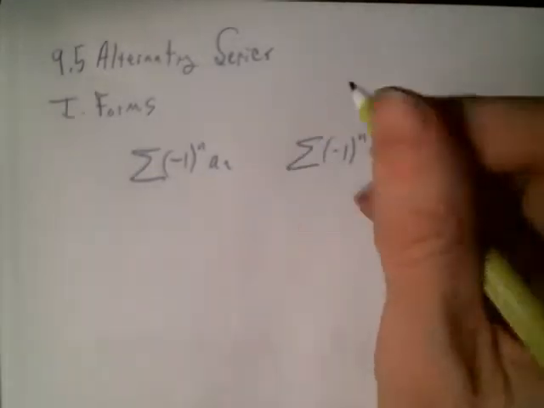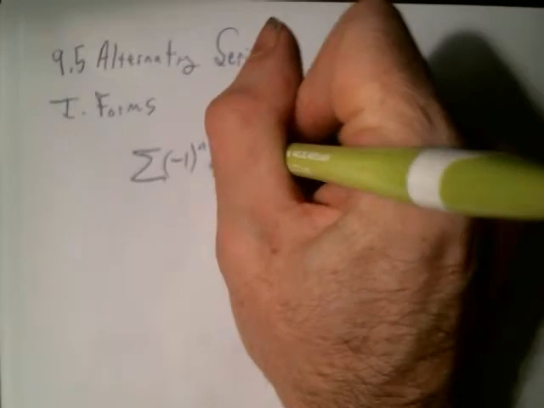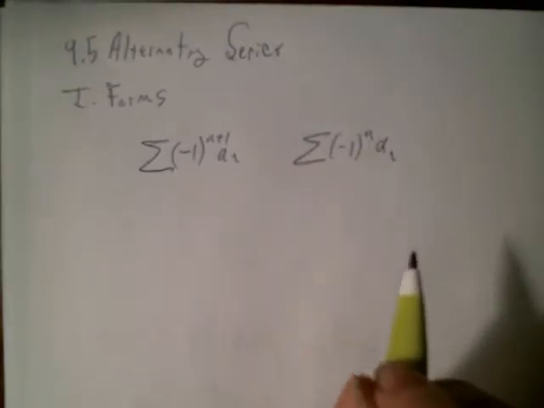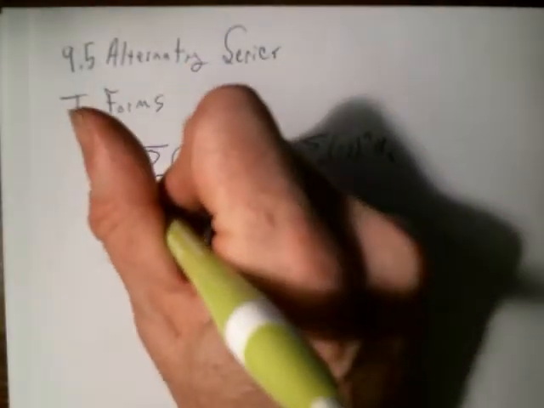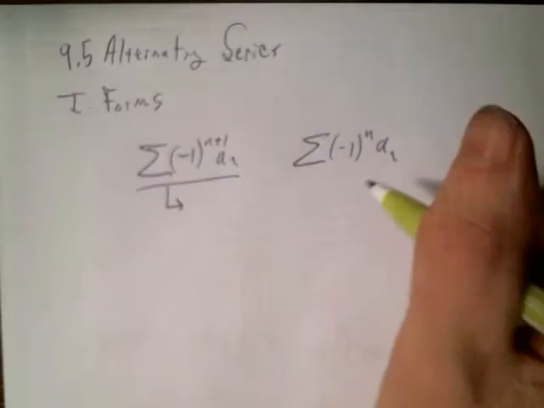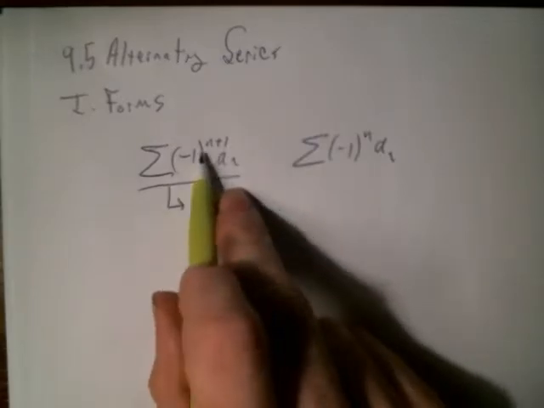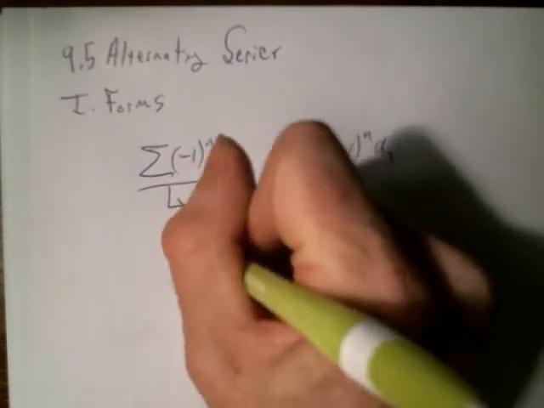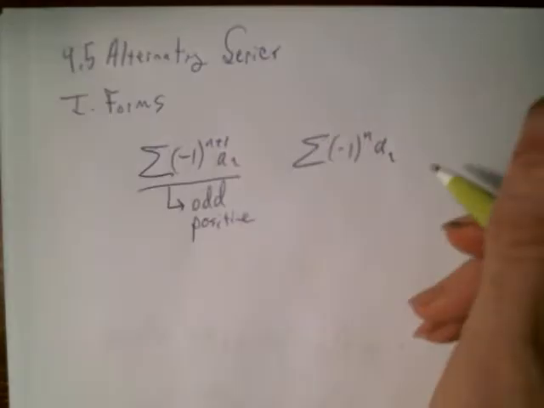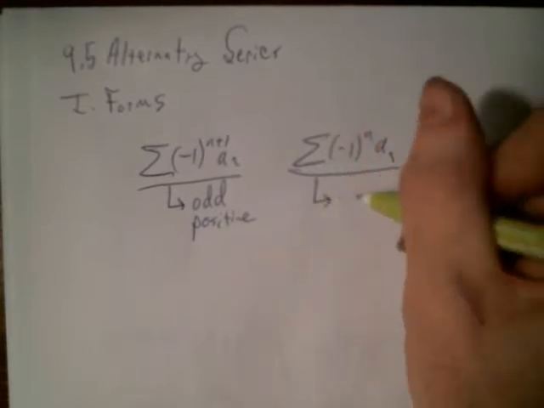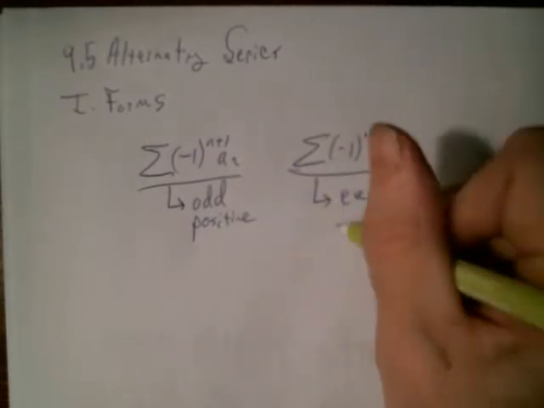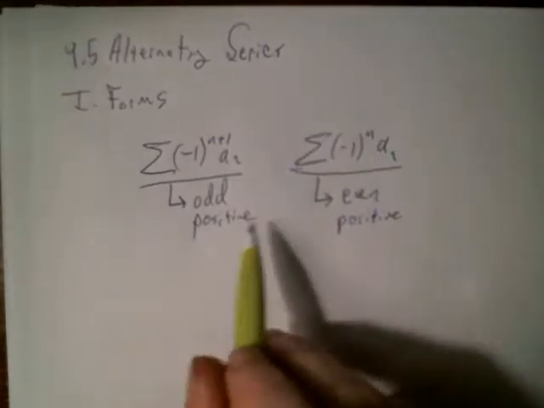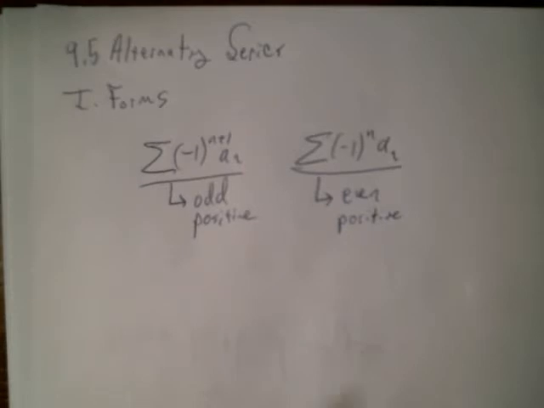Sorry, these are the same thing, but obviously, in one, you'll have an exponent of n plus 1, and on the other one, you just have an exponent of n. So this one, if you put in n as 1, you'll get a positive. So the odd terms will be positive. And for this one, the even terms will be positive. Again, it's a sum of an infinite number of items that are alternating in sign.